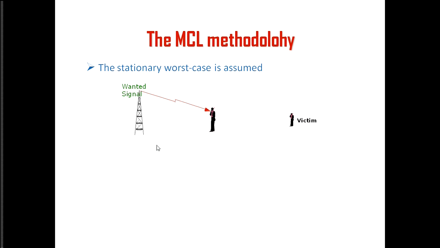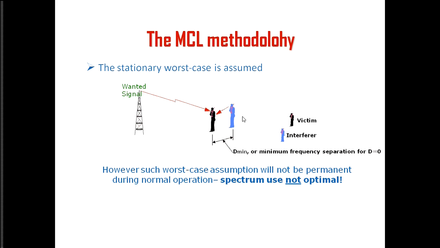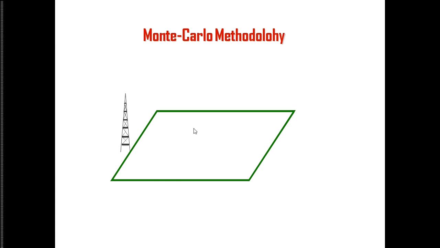So in the minimum coupling loss, here we describe it: you have your own transmitter, and this is the receiver at the edge of the coverage, and you have an interferer. So we can know how much the separation distance should be for that particular scenario. But this is not optimal because your interferer may move, or there may be more than one interferer. So Monte Carlo comes into the picture in order to solve such a problem.